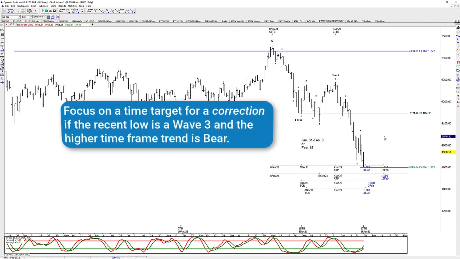Timing of potential correction. I'm going to move down to the 240-minute data. Let's take a look at it.